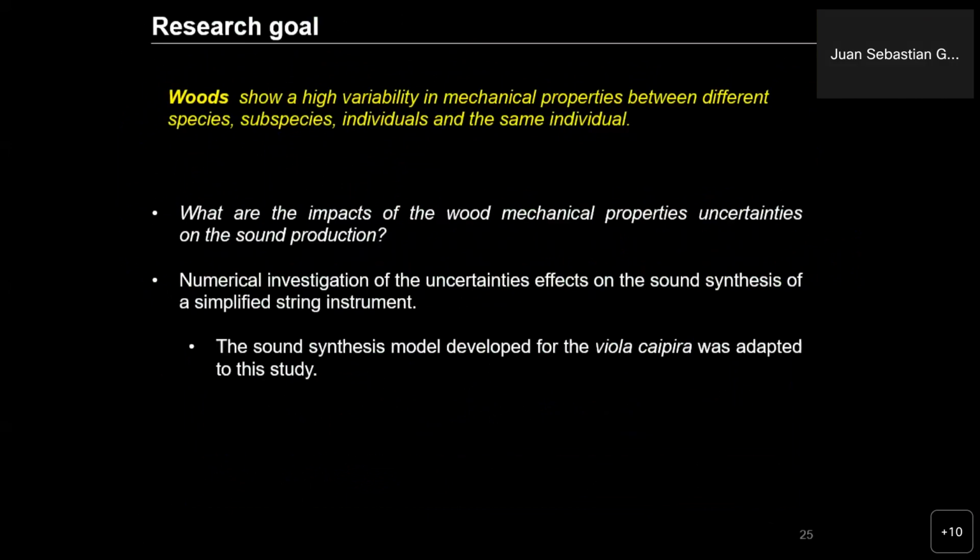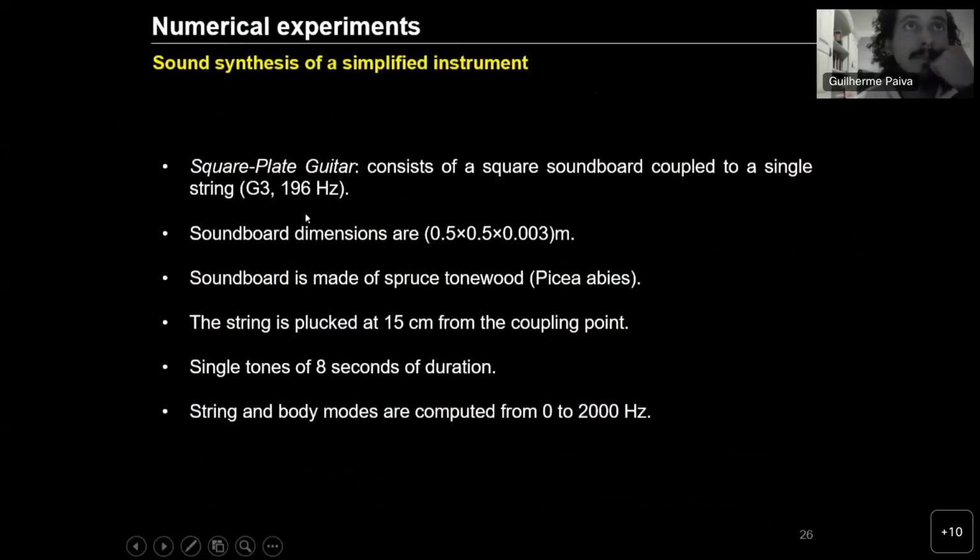Okay. We used a simplified instrument. It's a square plate guitar. It's only a square soundboard coupled to a single string, with free boundary conditions. The sides are 0.5 meters and the thickness 3 millimeters. The focus here was just the influence of the mechanical properties' uncertainties on the sound, but in the further steps we're going to use a complete guitar.